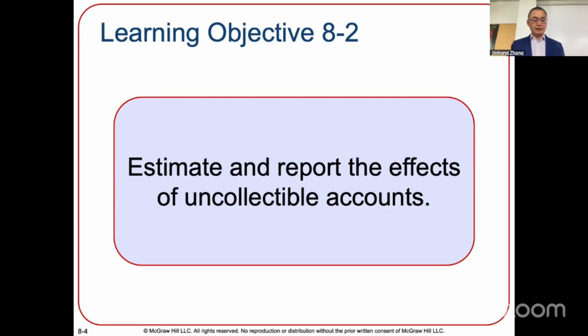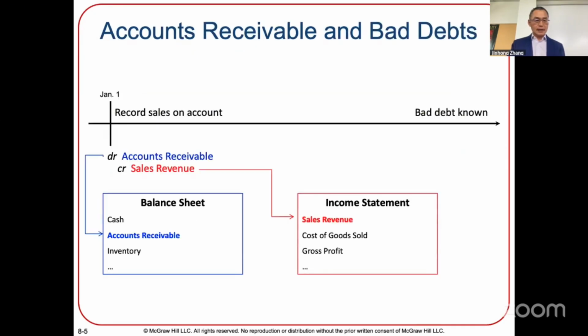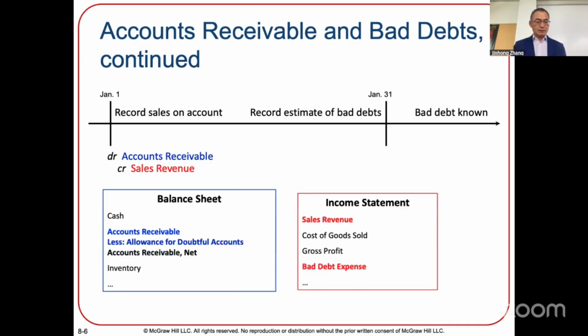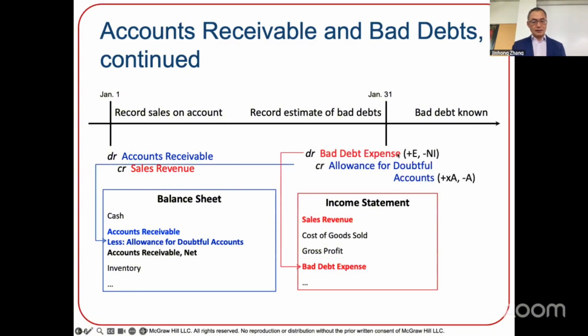So estimate and report the effects of uncollectible accounts. So let's say accounts receivable, when it happens, you debit accounts receivable, credit sales revenue, and then you record estimated bad debt by creating something called allowance for doubtful account. And then you book bad debt expense. Okay. So you basically debit bad debt expense, you increase expense, and then you credit allowance for doubtful accounts. Now, just like the allowance for the inventory loss, this is the contra account, just like depreciation to the fixed assets. So this is a contra account to the accounts receivable.